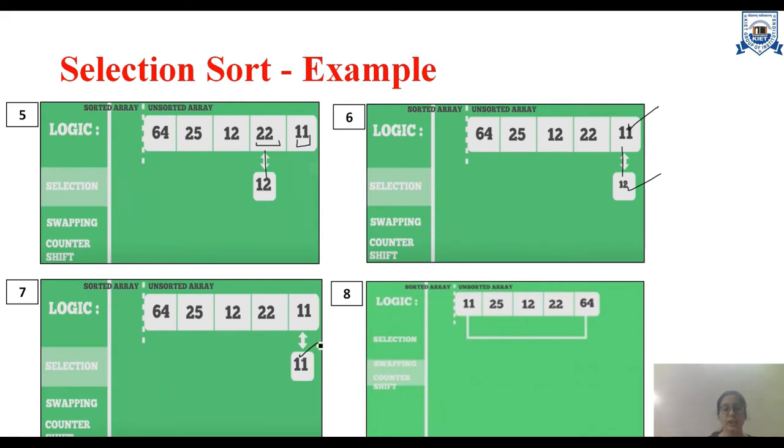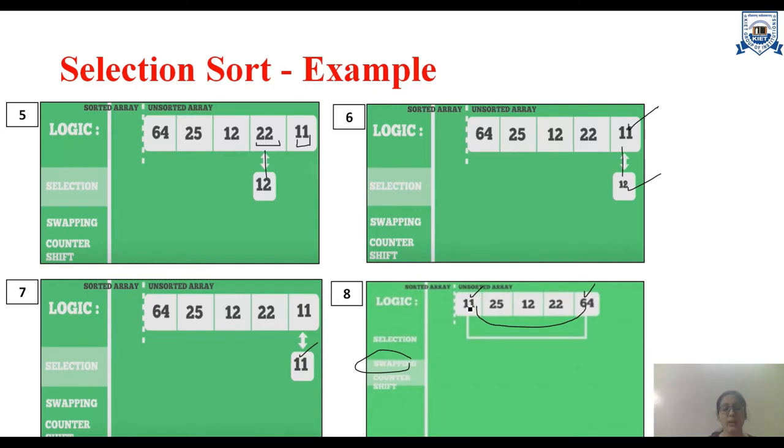And since we have reached the end of the list, what we will do is simply perform the swapping operation. The swapping operation swaps the value of the minimum, that is 11, which was present at this particular position, with the element present at the beginning of the list. So 64 is now swapped with 11.